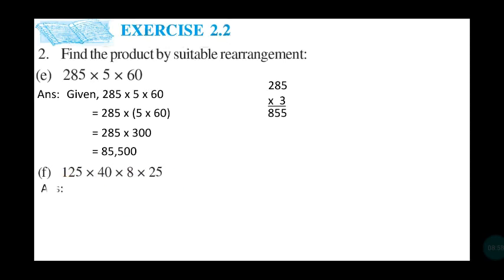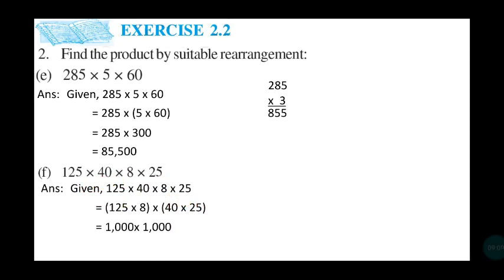Make pairs. Let's make it 125 and 8, and then 40 and 25. Now 125 multiplied by 8 is 1000, and again 40 multiplied by 25 is 1000, because 25 fours are 100 and one more zero, that means 1000. Now 1000 multiplied by 1000, 10 lakh.